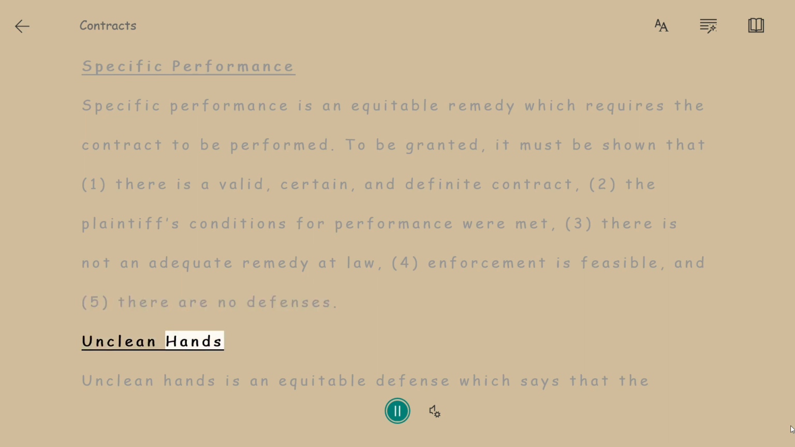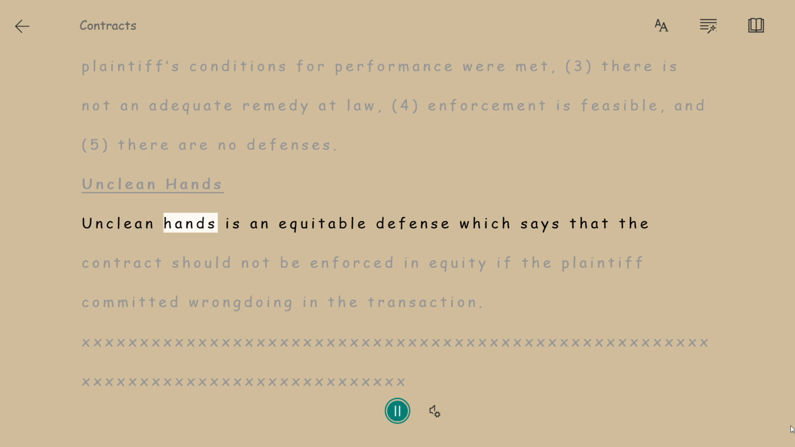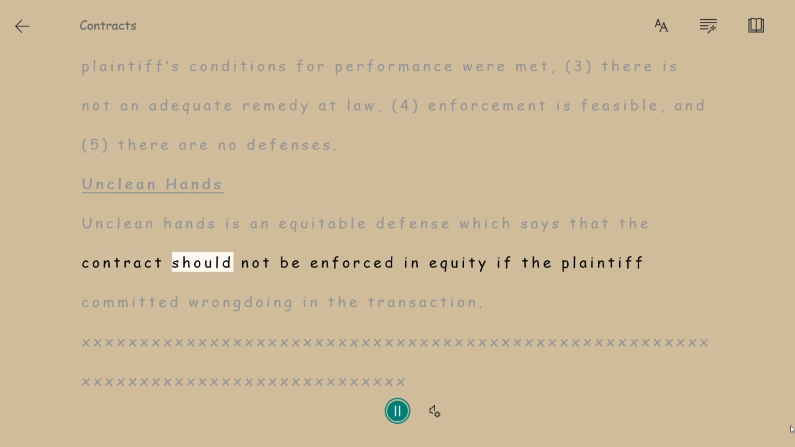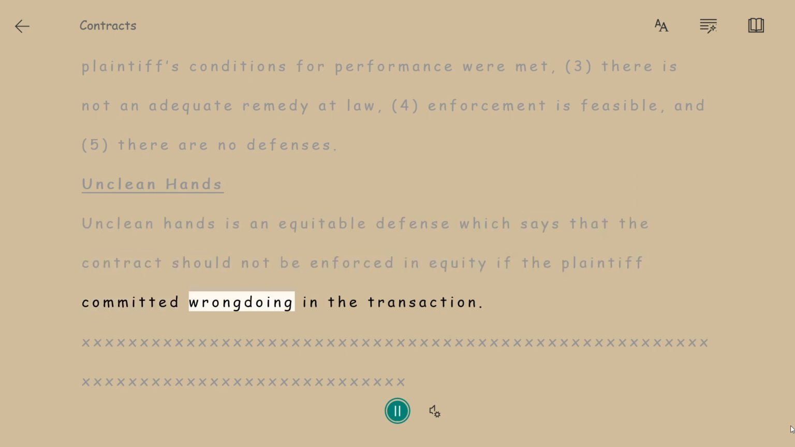Unclean hands. Unclean hands is an equitable defense which says that the contract should not be enforced in equity if the plaintiff committed wrongdoing in the transaction.